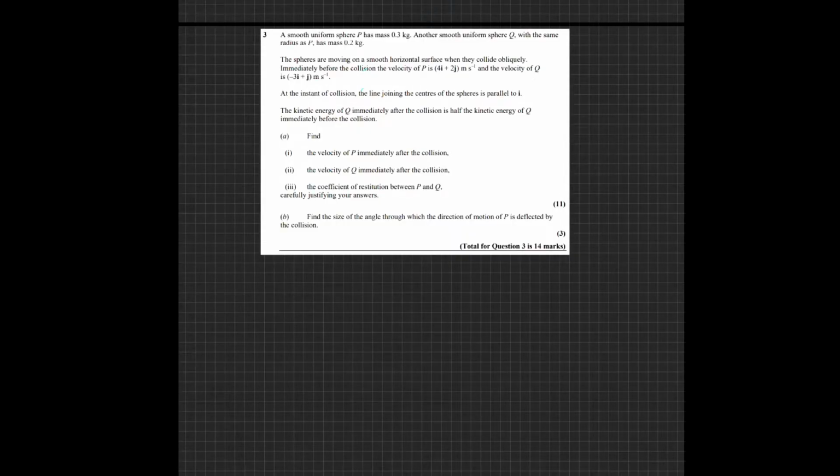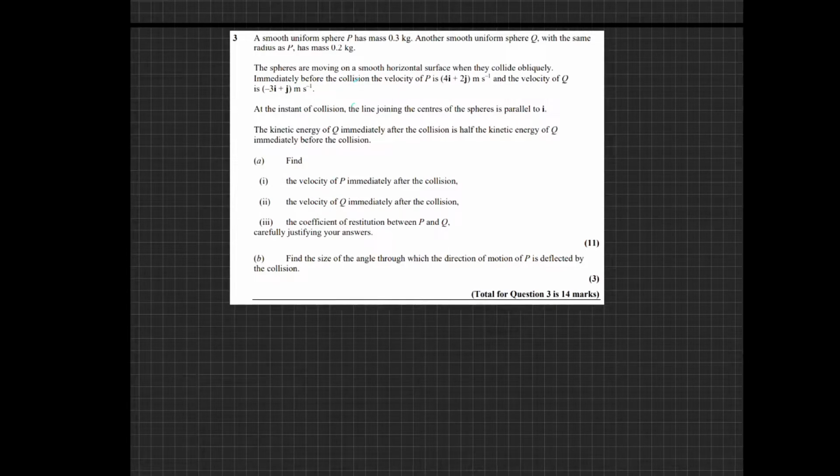So we've got two smooth spheres, P and Q, okay? They have two different masses, 0.3 and 0.2 kilos, and they have two different initial velocities, 4.2 and -3.1. They collide in two dimensions, okay? And when they collide, their line of centers is parallel to I. So this start of the question, this chunk here, gives us more than enough information to do a diagram, okay? So let's get this diagram sorted.